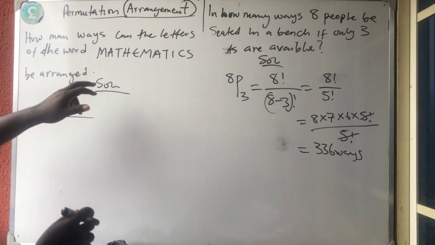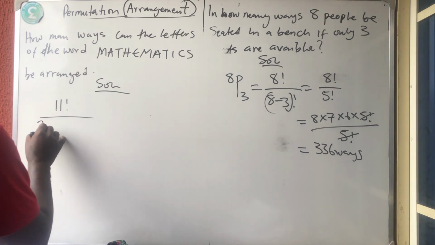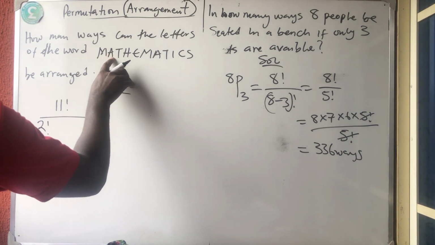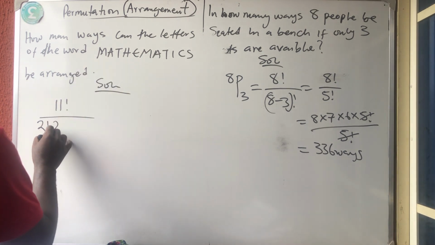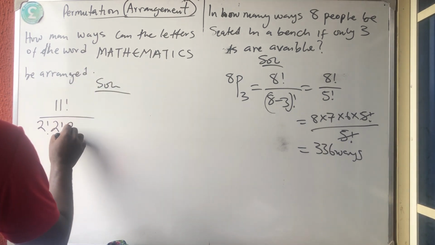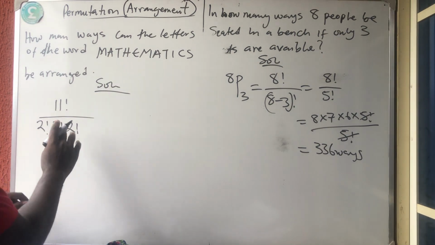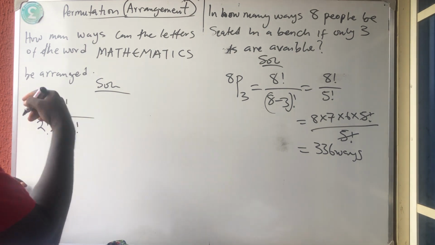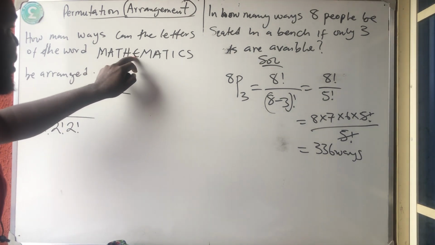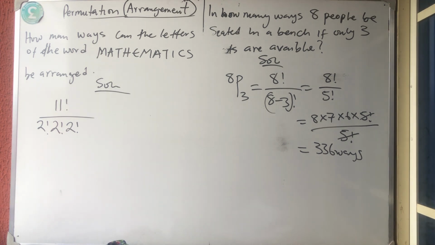And I start counting. M is how many? 2, so 2 factorial. A is how many? 2 factorial again. T is how many? 2 factorial again. H is how many? 1. I'm supposed to write 1 factorial, but 1 factorial is 1, so no need. E is how many? 1 factorial, I'm supposed to write it, but 1 factorial is 1. Is there another one I'm missing? So that is that.